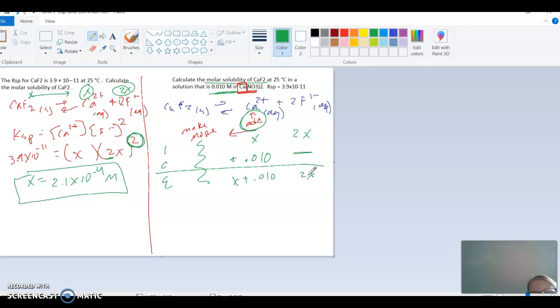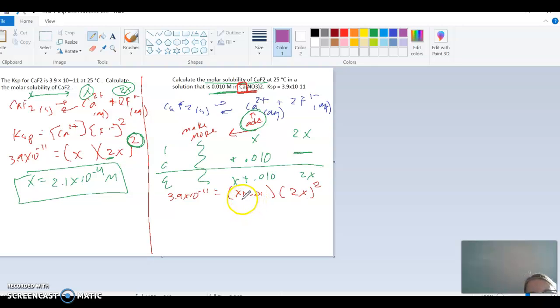All right. So now I'm going to put it in my Ksp expression. And I get Ksp 3.9 times 10 to the negative 11 is equal to my calcium concentration, which is this x plus 0.01 times 2x squared. Now, you have your fancy calculators that can solve this quadratic equation no problem. However, if you don't want to solve a quadratic equation, you do have to show some work.